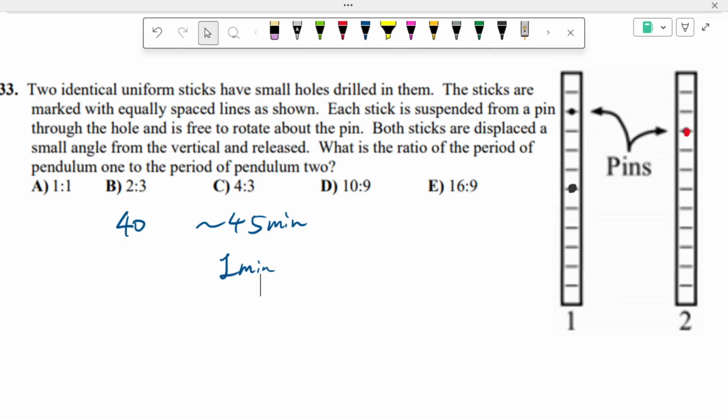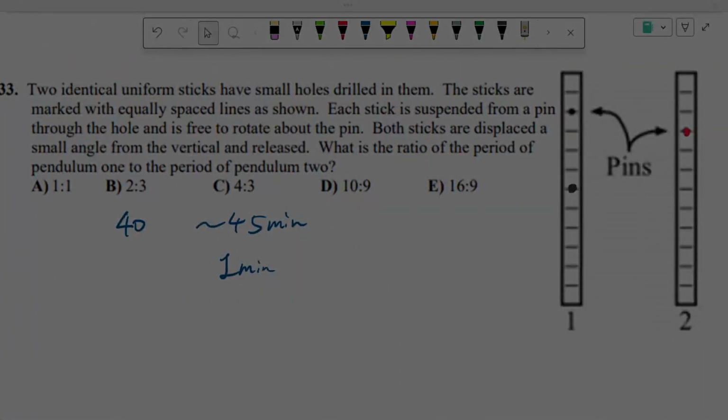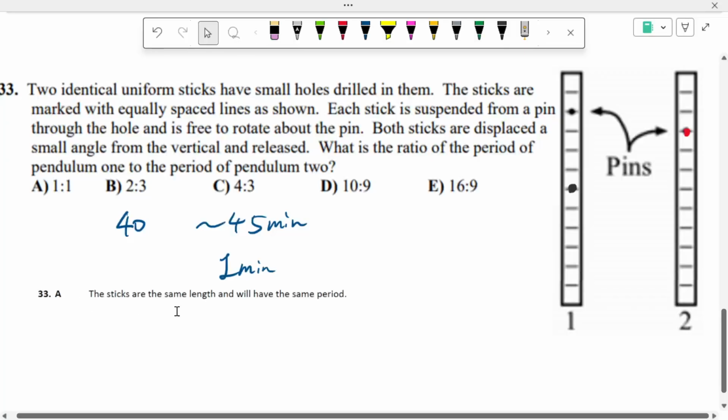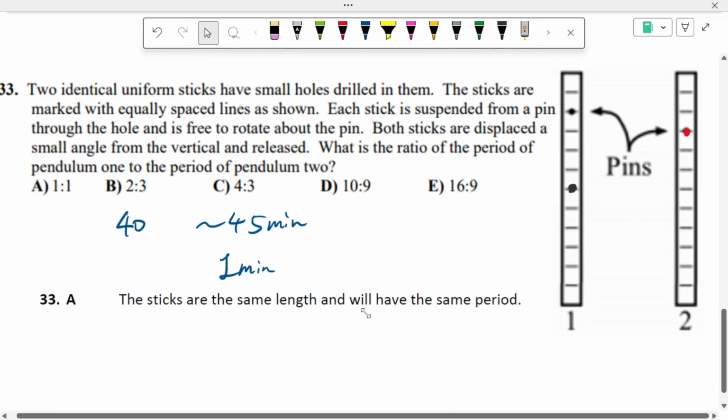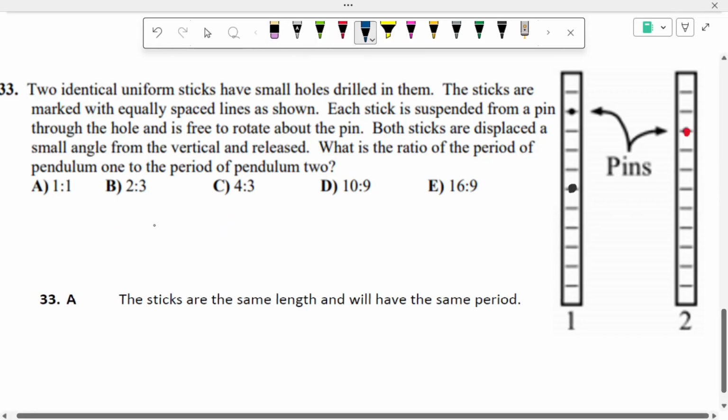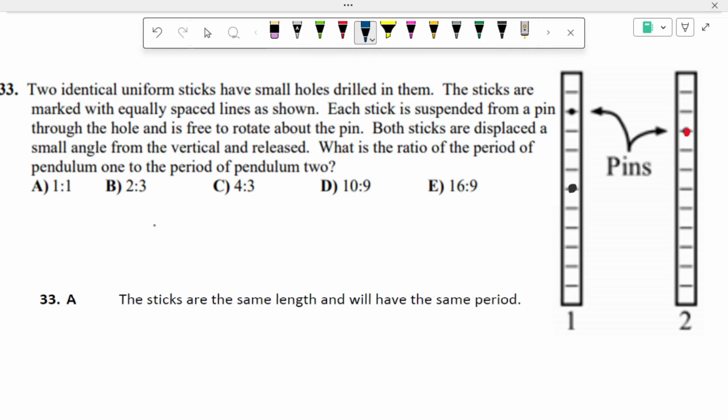The main reason that I want to talk about this question is that the solution provided by the official website is wrong. So what is the official solution? You can see here, the answer is A. To be honest, the answer is correct, but the explanation is wrong. It says that the sticks are the same length, so they will have the same period.